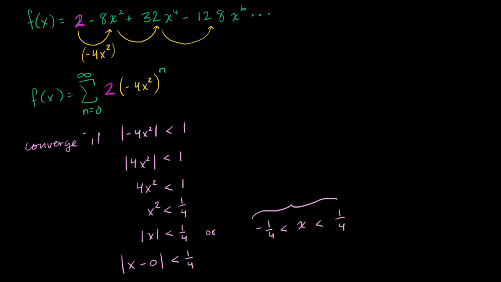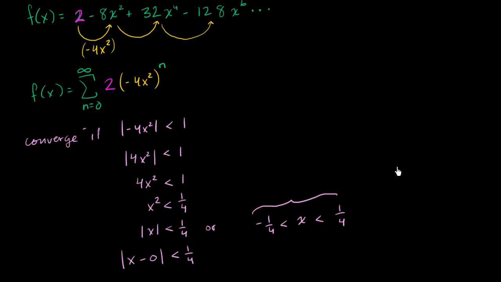Now with that out of the way, we've thought about where this thing converges. Let's think about what it converges to. Well, we've done this multiple times. This is going to be equal to our first term, 2, over 1 minus our common ratio. Our common ratio is negative 4x squared, so this is going to give us, and we deserve a drum roll, 2 over 1 plus 4x squared. So this expression is going to be equal to this as long as x is within our interval of convergence.